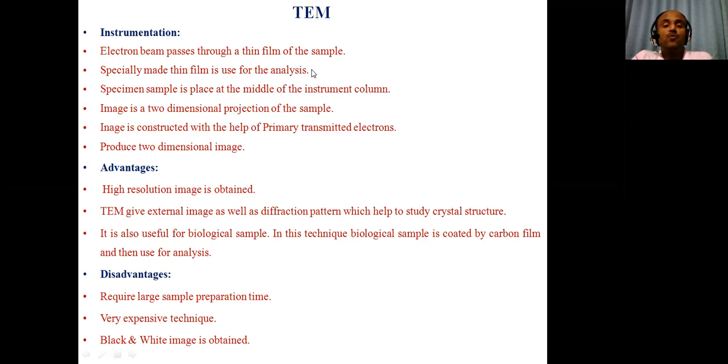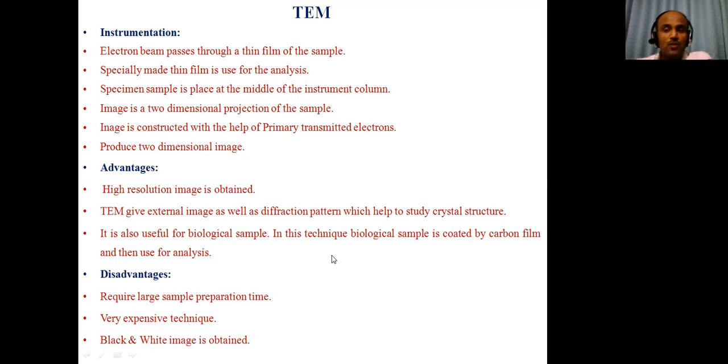The electron beam passes through the thin film of the sample. A specially made thin film is used for the analysis. The specimen sample is placed at the middle of the instrument column. The image is a two-dimensional projection of the sample. The image is constructed with the help of primary transmitted electrons, and it produces a two-dimensional image. Now, what are the advantages?